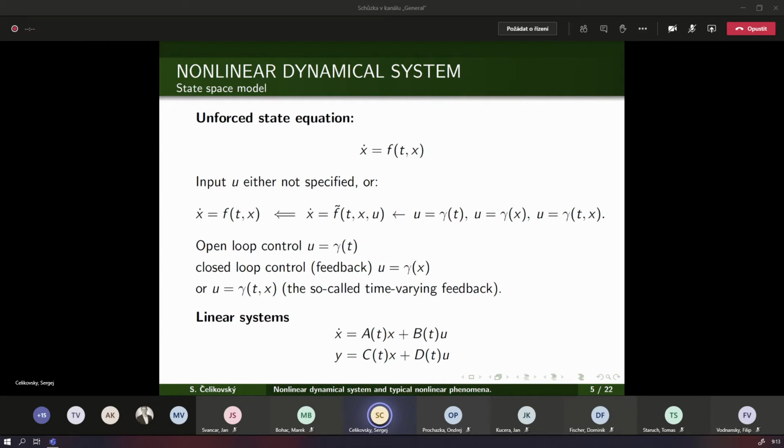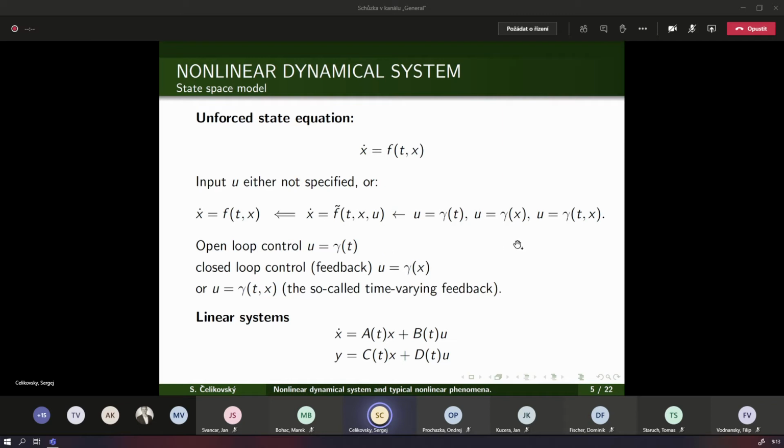So then you will obtain this kind of behavior. Or you can use function of the state, then we speak about feedback. Or you can use a combination of t and x. So formally, mathematically, it's clear that when you substitute here for u a time function, then you obtain this kind of unforced equation. When you substitute this, you again obtain some kind of function like this, and so on.